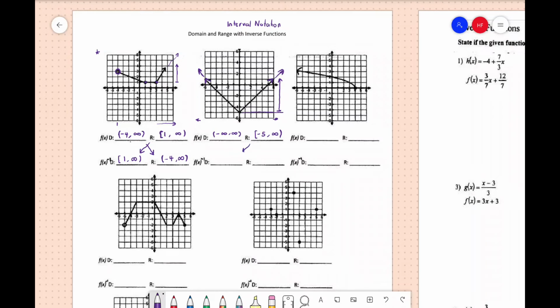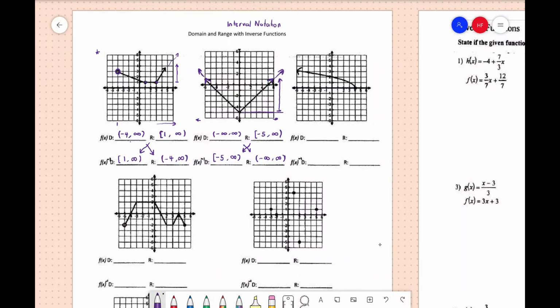And then for these inverses, they will switch. So the domain becomes the range, which is -5 to infinity, and the range is going to take on that domain. So -infinity to +infinity. So we're getting some good practice with domain and range, and also working with our inverses here.